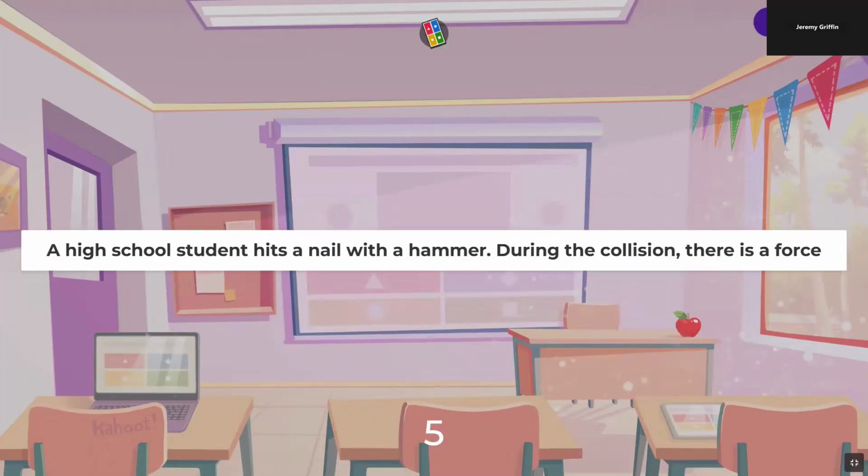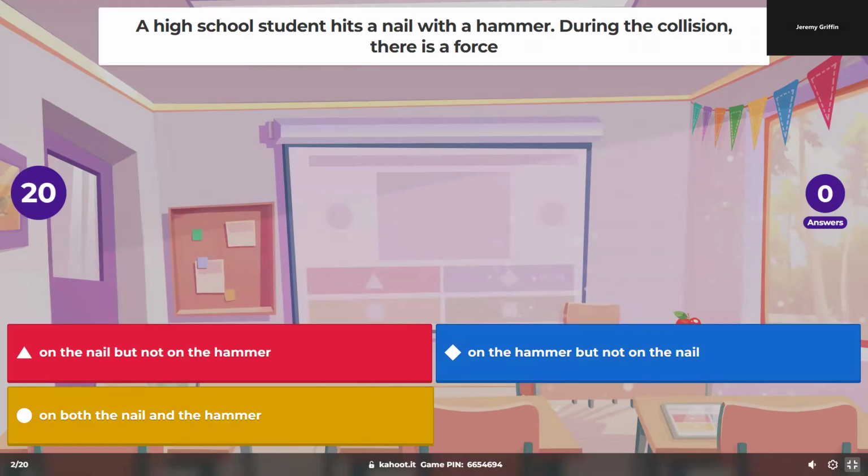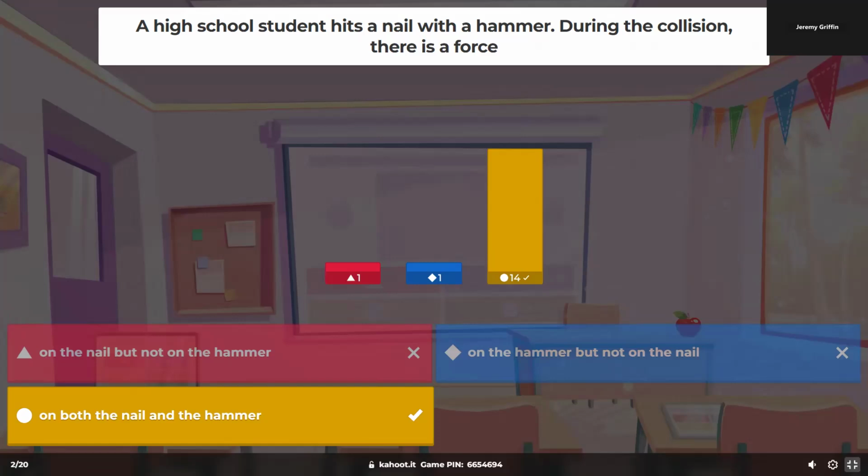Points. Ready to go. High school student hits a nail with a hammer. Now, guys, if you're hitting the nail with a hammer, which way is the force? Yeah. There's a force down on the nail. There's a reactive force back on the hammer. Right? Because which force is bigger? They're equal. Yeah, they're equal. Same force. Same force. Yeah.